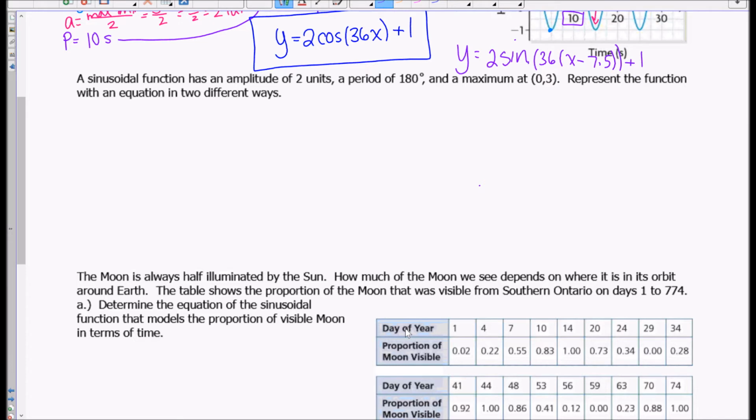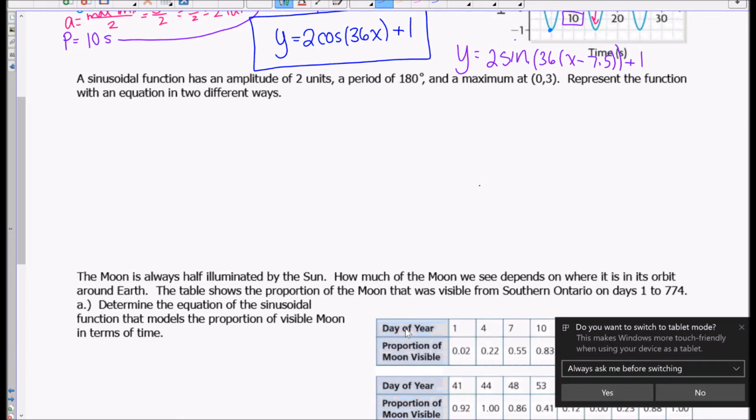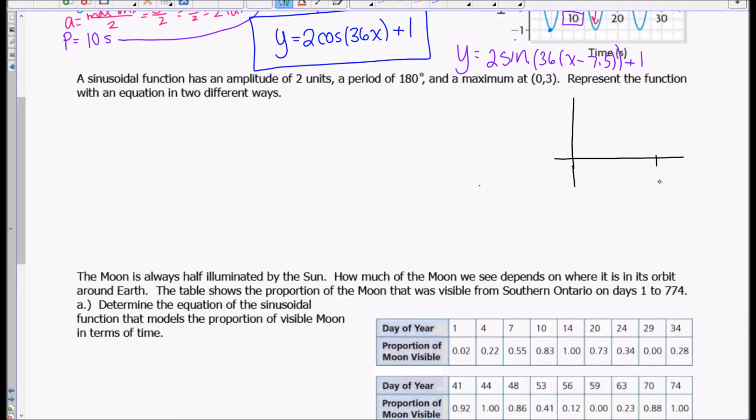A sinusoidal function has an amplitude of 2 units, a period of 180 degrees, and a maximum at 0,3. Represent the function with an equation in 2 different ways. So I just want to draw a really quick sketch of it so I can see what's happening here. So first of all, it has a period of 180 degrees. So right here, I know that in 180 degrees, it's going to complete one full cycle. And I know that it has an amplitude of 2 units with a maximum at 0,3. So I know right here that this point here is going to be my maximum.